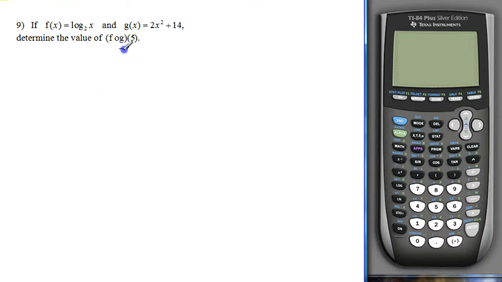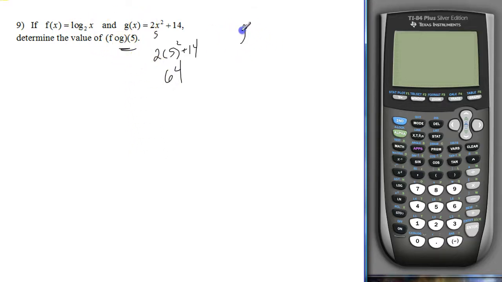Composition of functions. Start in the back. So plug in 5 right here, 5 in that spot. So 2 times 5 squared plus 14. Brains or calculators, I don't care how you do it. Just make sure you can get the answer. 64. Now this is the one we're going to plug into the other one.